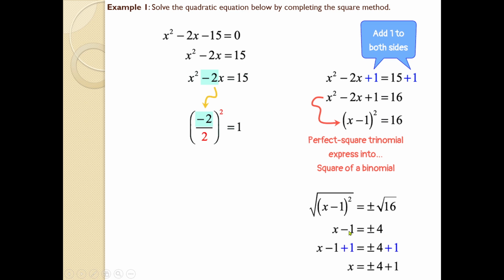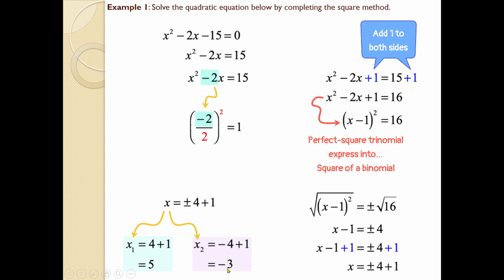And now you have to solve like this. X minus 1 equal to plus or minus 4 means you have to solve this step in two ways. That is, one, you assume it as plus 4, and in another step you assume it as minus 4. So x minus 1 equal to plus 4, it will be x equal to 4 plus 1, x equal to 5. And another one is x minus 1 equal to minus 4, that is x equal to minus 4 plus 1, it will be minus 3.